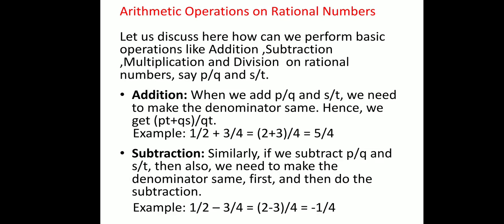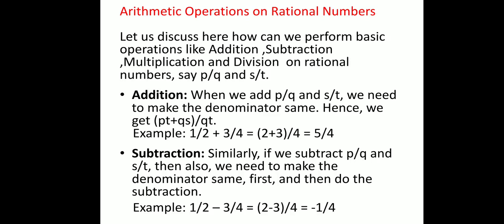If one rational number is 1 over 2, another rational number is 3 by 4, and I need to add these two rational numbers, then first of all, I need to make their denominators the same. Now, how to make the denominators the same? It is very well known that to make the denominators the same, we need to take their LCM. So, the LCM of 2 and 4 is 4. So, we have taken 2 plus 3 in the numerator divided by 4, that will be equal to 5 over 4.